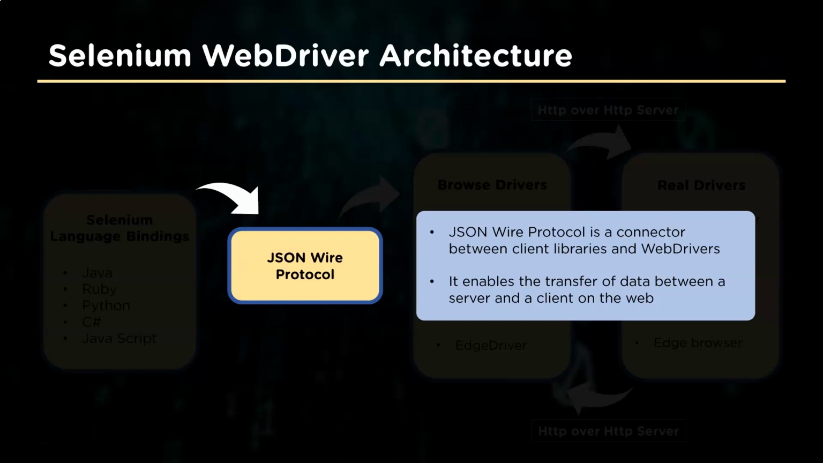Programmatically, with the help of these client libraries, we're going to send the request to the web drivers. It also helps to enable the transfer of data between a server and client, because of course you have to get your end result processed. So that's where you need to go for the execution. We're going to execute this JSON wire protocol, and it's going to connect between my client libraries and the web drivers. That's the communication and connectivity we want to establish.